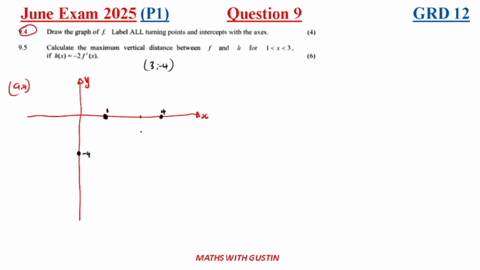I think 3 is somewhere there. Turning point here. This is our turning point here. Turning point number 2. Then we also have turning point number 1 there. So now it means that our curve is just going to turn there, and then also turn here, and then it's going to go up. There you go.